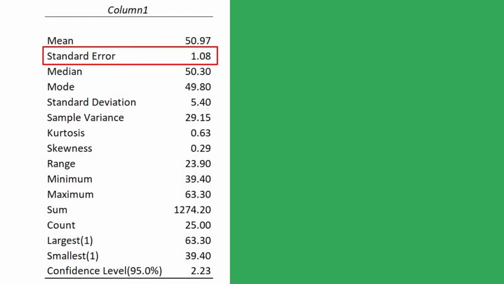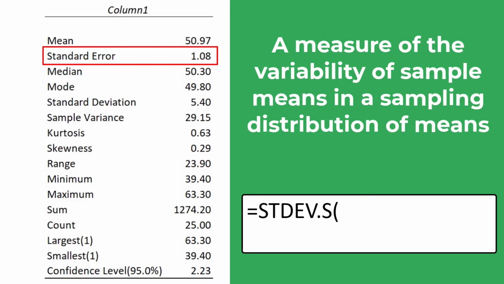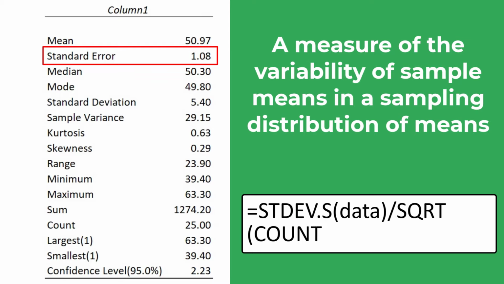Underneath we have the standard error. The standard error is a measure of the variability of the sample means in a sampling distribution of means. The higher the standard error, the higher the variability. You can calculate this yourself by taking the standard deviation and dividing it by the square root of the count.